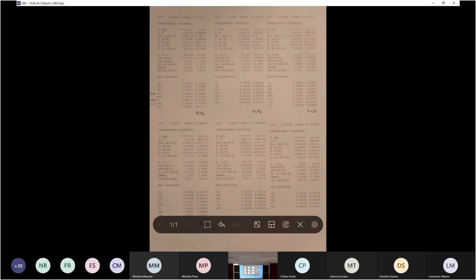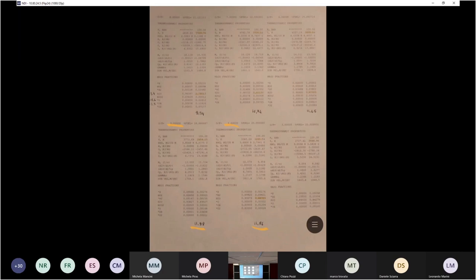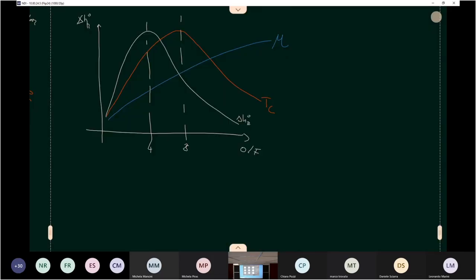And so on. Okay, you see it now, this value here. So you see that the maximum will be between 5 and 4. And this is the maximum we have to look at, which is directly connected with the value of the mass fraction of H2O. So let's go further.